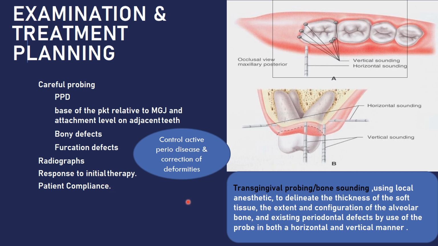For examining, it is always needed to have transgingival probing or bone sounding. The probe should be walked along the tissue and tooth surface so that the operator can feel the bony topography. This can be passed horizontally through the tissue to provide three-dimensional information regarding contours, thickness, and height, and vertically to find out the configuration. This helps delineate the thickness of soft tissue, the extent and configuration of the alveolar bone, and existing periodontal defects. This can be done immediately before the surgical intervention. Treatment planning will be based mainly on controlling active periodontal disease and correcting deformities.